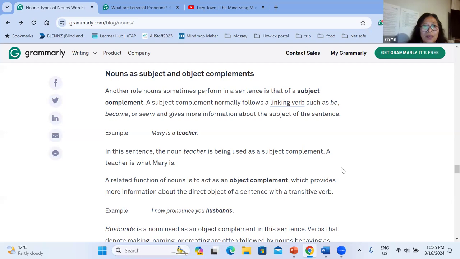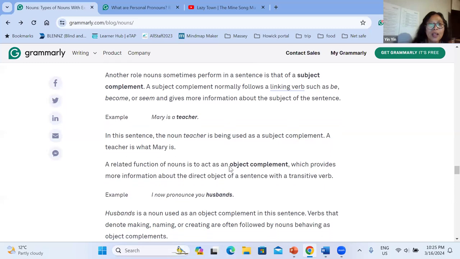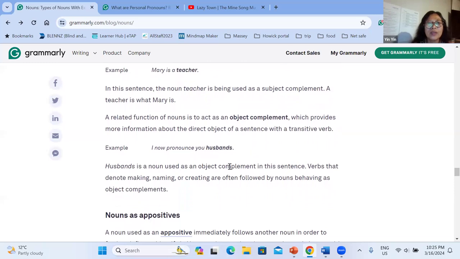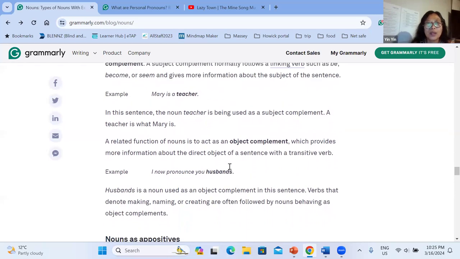Mary is a job, right? Verb to be. It's got one of the verb to be, right? But what is verb to be? Verb to be: am, is, was, were, be, being, been, right? So the verb to be doesn't have a job. In this sentence, the noun teacher is being used as a subject complement. A teacher is what Mary is.